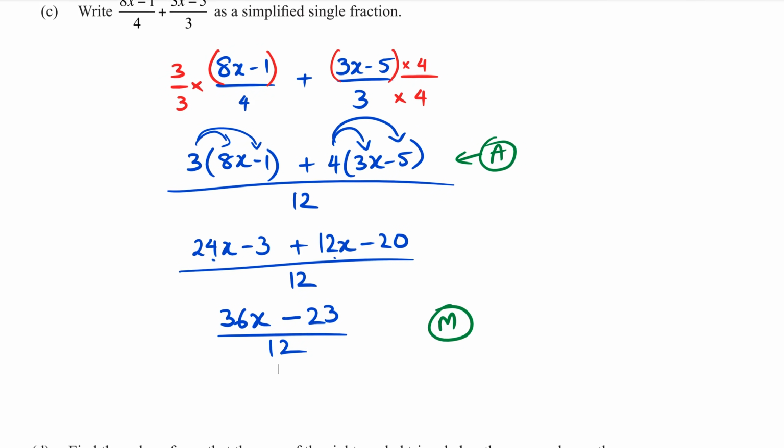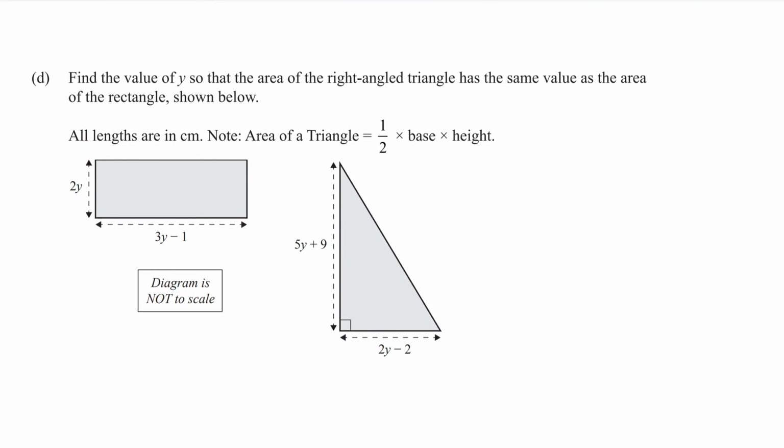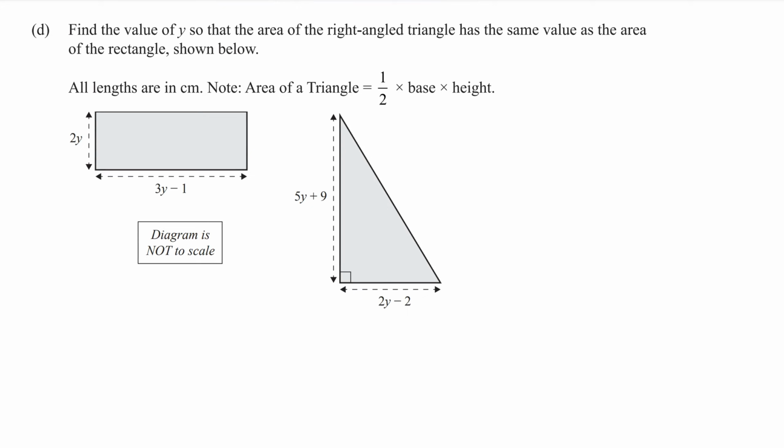All right, let's go to question D. Okie dokie. Now this question here, when I first looked at it, I was like, oh, this is going to be an ugly looking question. But then actually going through the question, it's not too bad, because all you have is a rectangle and a triangle, and you're trying to find the value of y so that the area is the same.